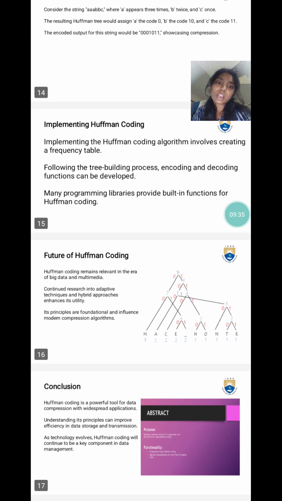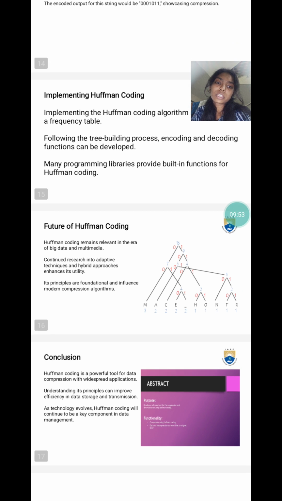Implementing Huffman coding. How do we implement it? Implementing Huffman coding algorithms involves creating a frequency table. Following the tree building process, encoding and decoding functions can be developed. Many programming libraries provide built-in functions for Huffman coding.